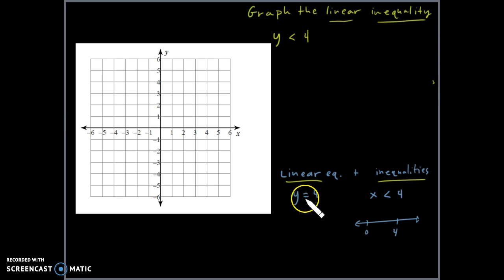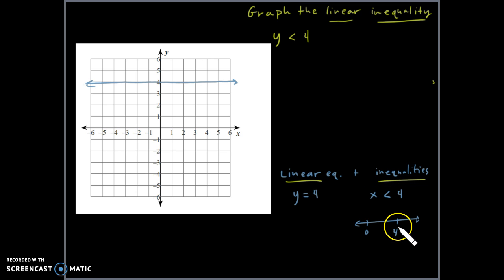So if we had the linear equation y equals 4, and we were to graph that, what we'd have here is a straight line where y is 4. So this line here models this equation y equals 4. But we don't have y equals 4, we have y is less than 4. So let's consider the example x is less than 4.